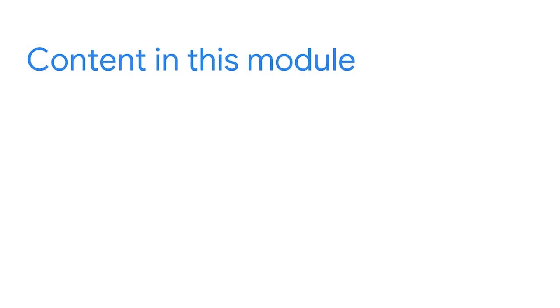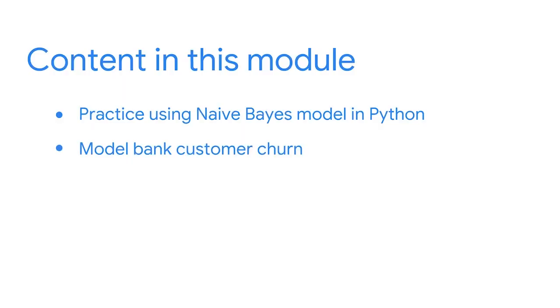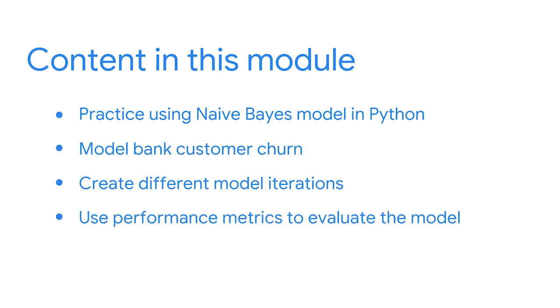From there, we'll practice a supervised learning model using Python called naive Bayes. The goal will be to model bank customer churn rate to predict whether a customer will close their bank account. In this context, churn is the rate at which customers stop doing business with a company over a given period of time. And for continuous improvement, we'll create different model iterations. Finally, we'll use performance metrics to evaluate how successfully the model addressed the business need.